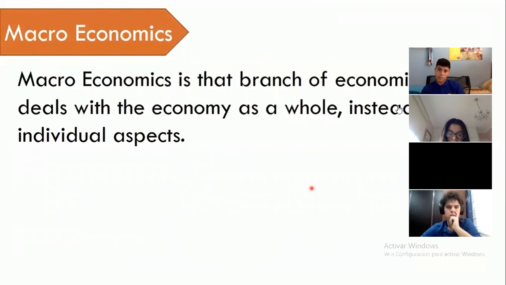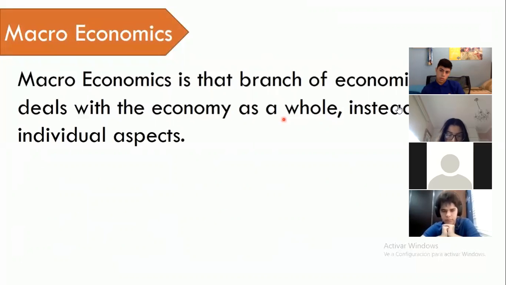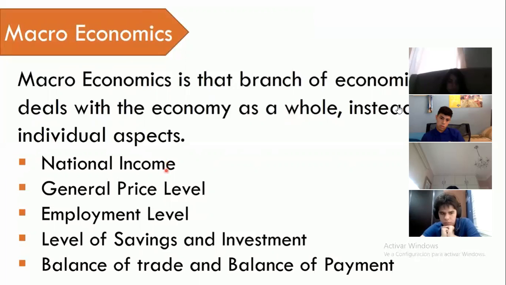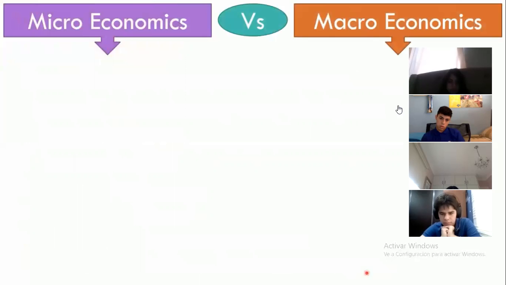Macroeconomics. Macroeconomics is that branch of economics which deals with economy as a whole instead of individual aspects. Hence, here we are going to study the behavior of larger economic variables as in total consumption, total investment, total savings, etc. So, it analyzes the environment wherein the firms, households, consumers, and government take decisions. So, macroeconomics covers national income, general price level, employment level, level of savings and investment, balance of trade, and balance of payment. Difference between micro and macroeconomics.